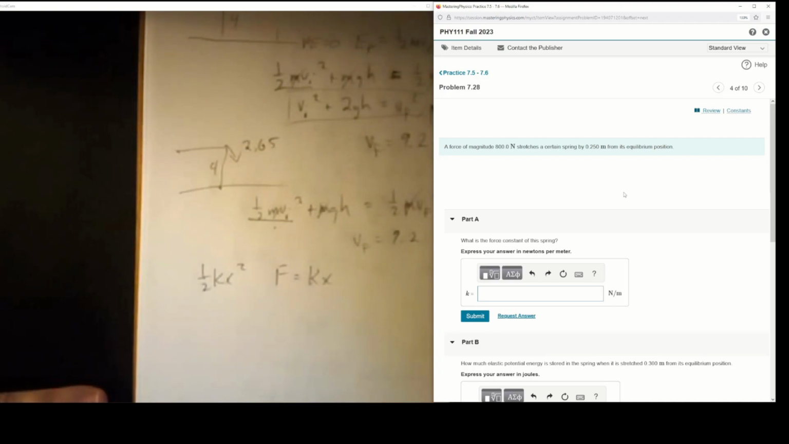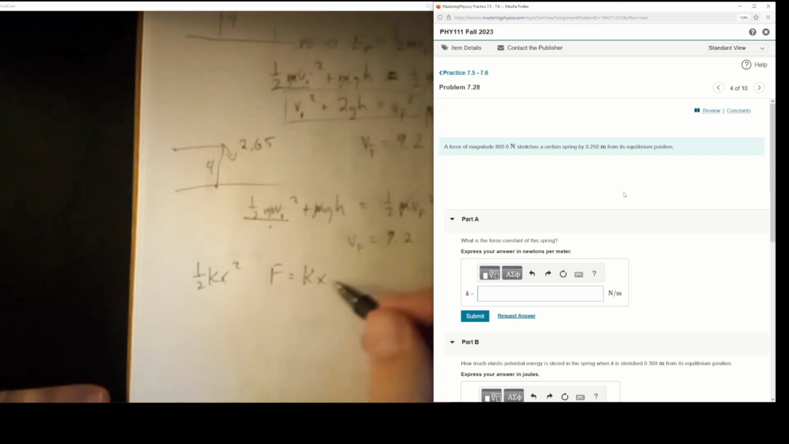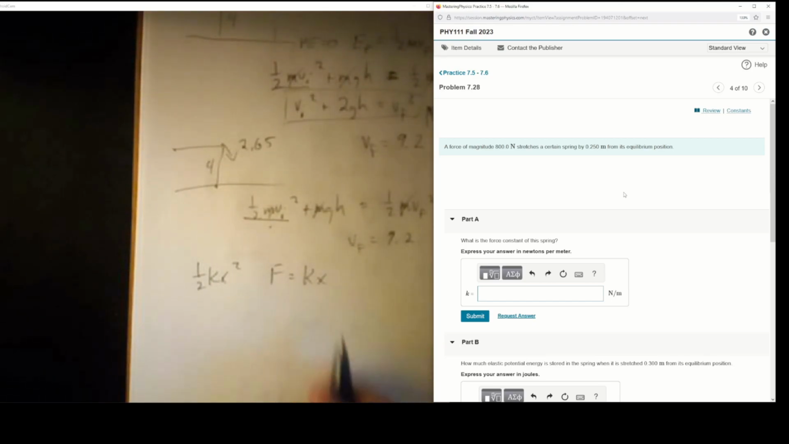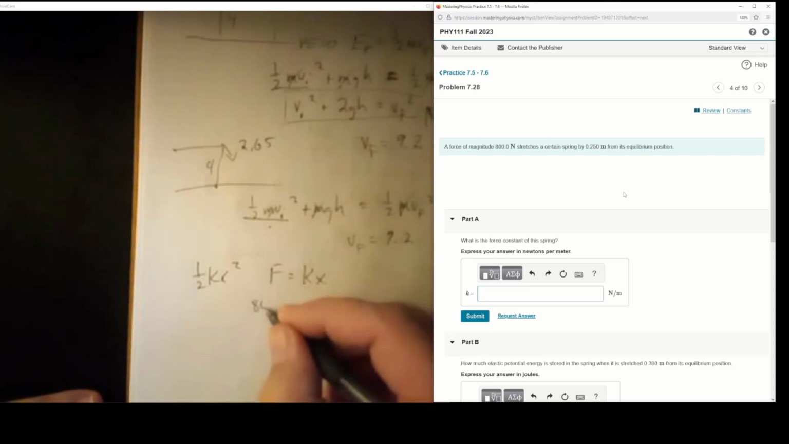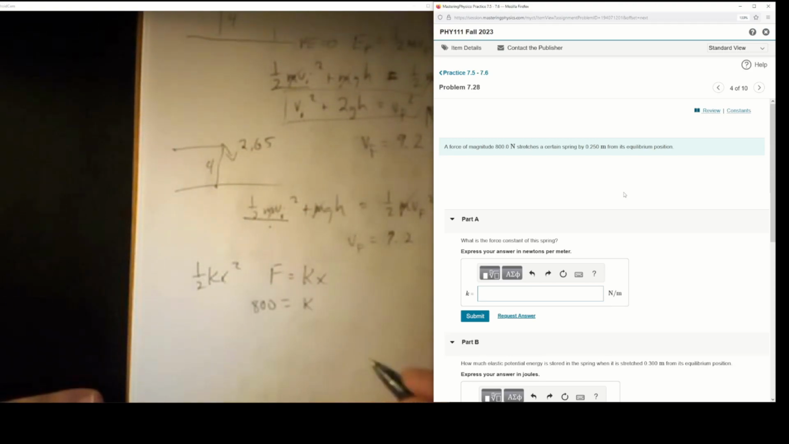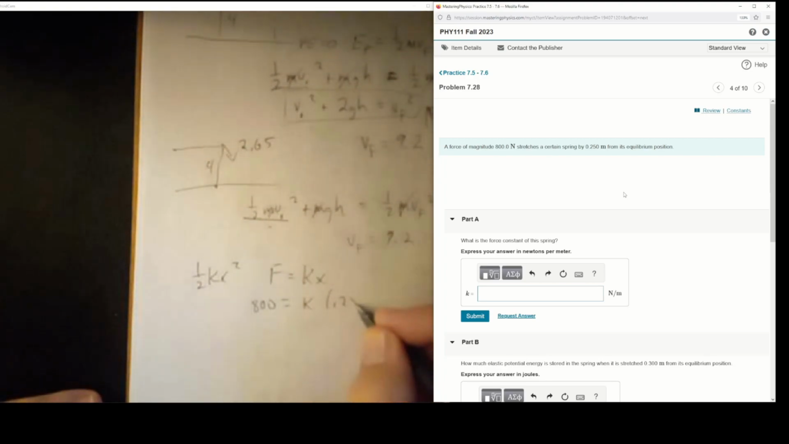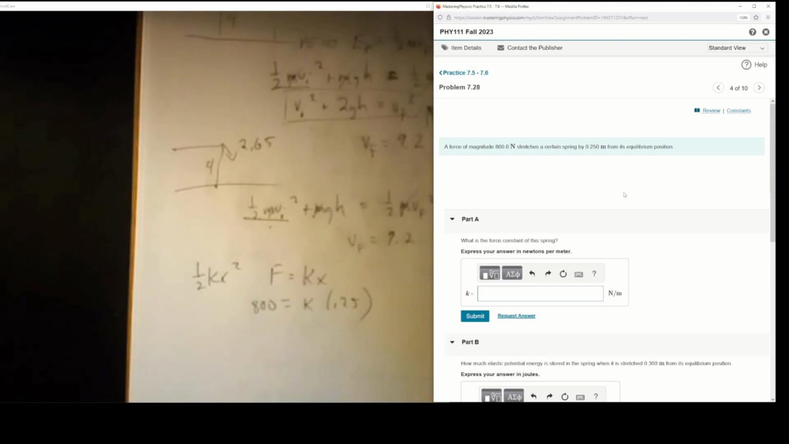So Hooke's law, F equals kx. k is the spring constant. There's technically a minus sign in here, minus kx, but we're just looking for the k value here, so we're not going to worry about the minus sign. Our force being applied is 800. And the distance stretched is 0.25. We're just looking for the k value from that information, 800 divided by 0.25.